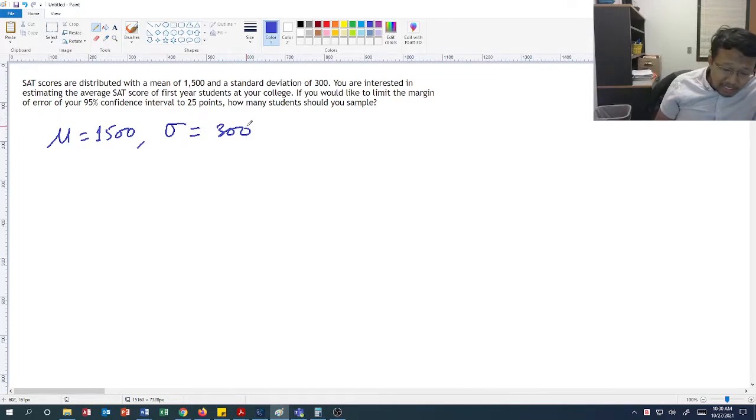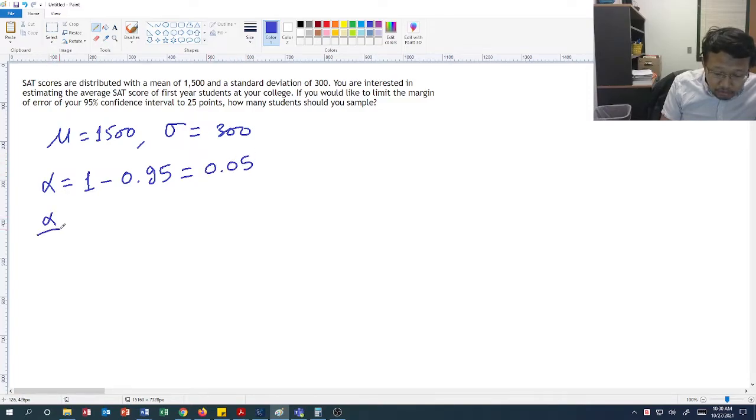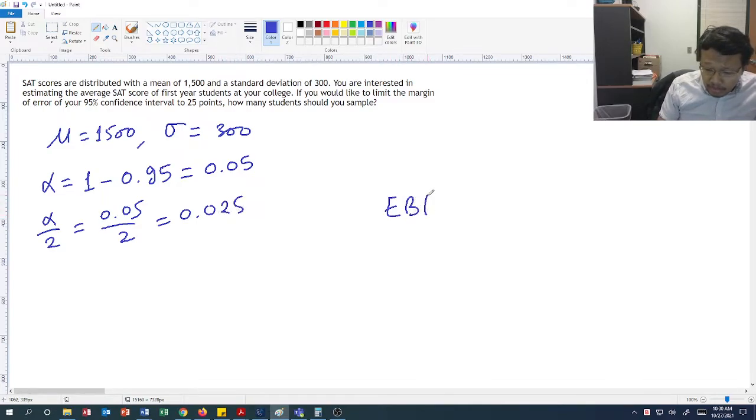And since we know that we want a 95% confidence interval, alpha equals 1 minus 0.95, that's the 95%. So this is 0.05, then alpha over 2 would be 0.05 divided by 2, which is 0.025. Now we all know that the error based on the mean is z alpha over 2. So we need to find the z score.